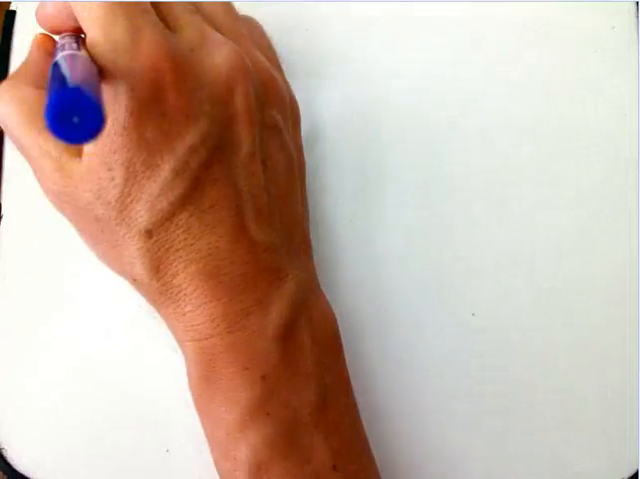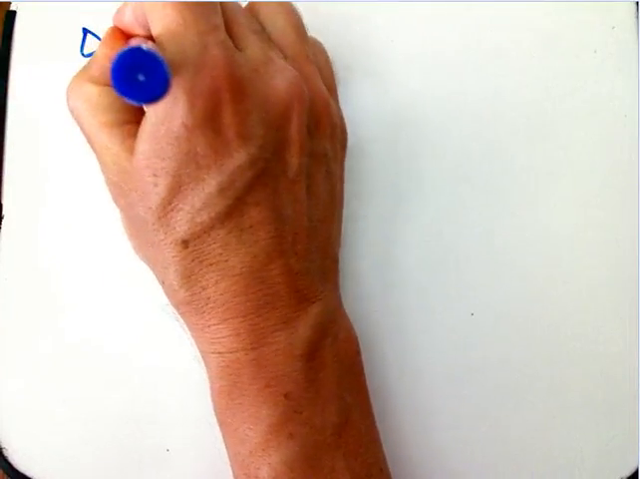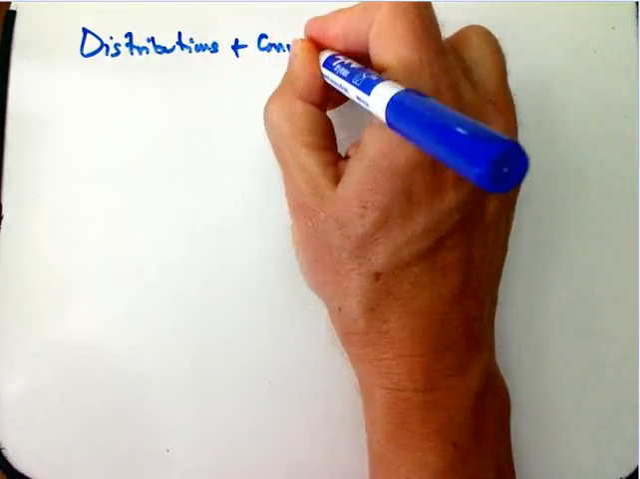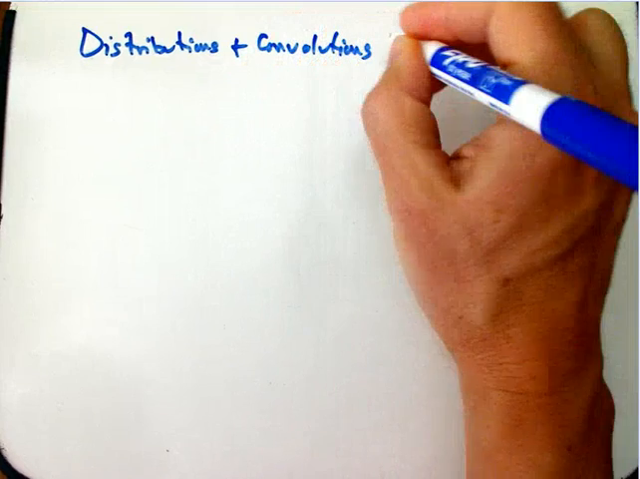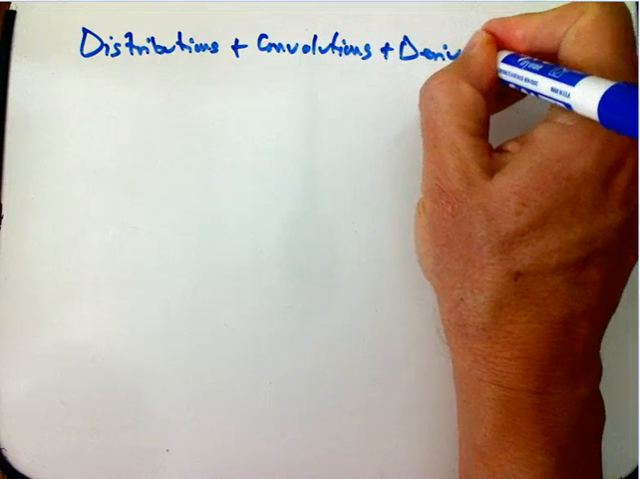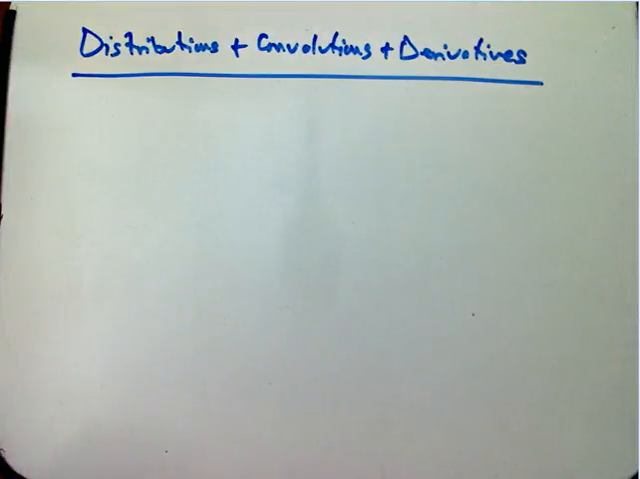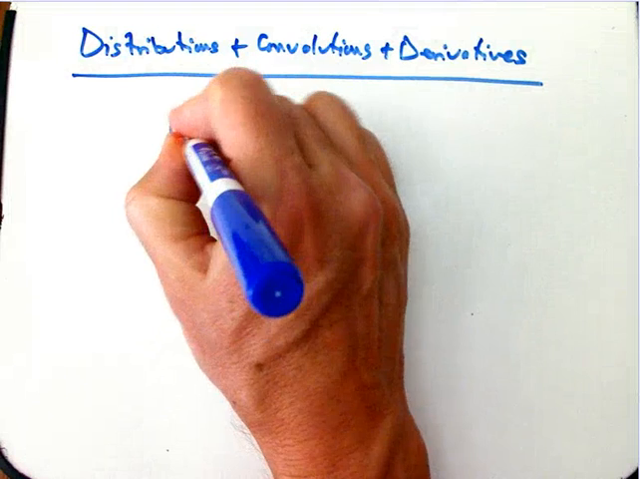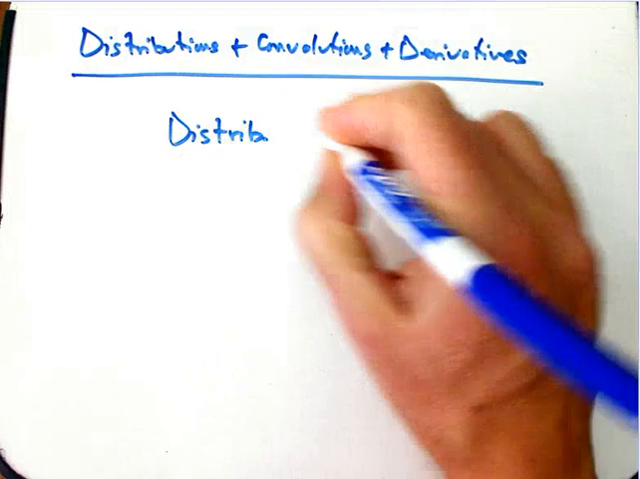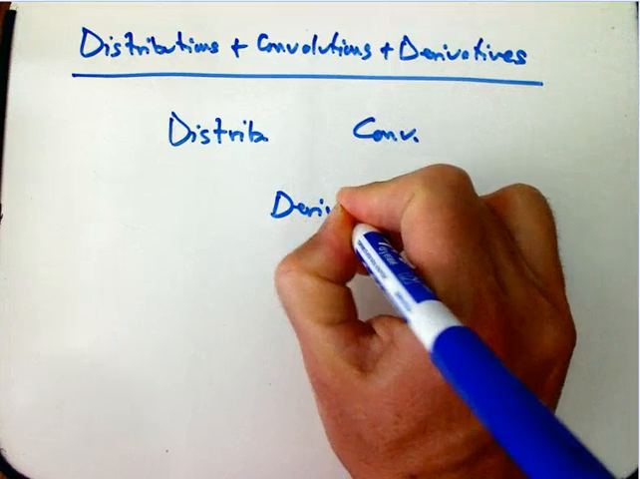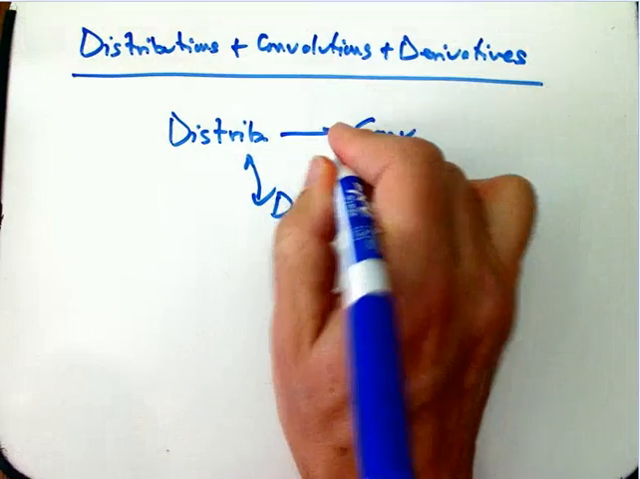Okay, so now I want to go to handout 8, and that's about distributions and convolutions, and derivatives are of course going to have to come in because that's what we're using distributions for. That's why they were invented, because they work well with derivatives. Okay, so we've really got a sort of triangle of concepts, and we want to figure out how they all relate to each other.